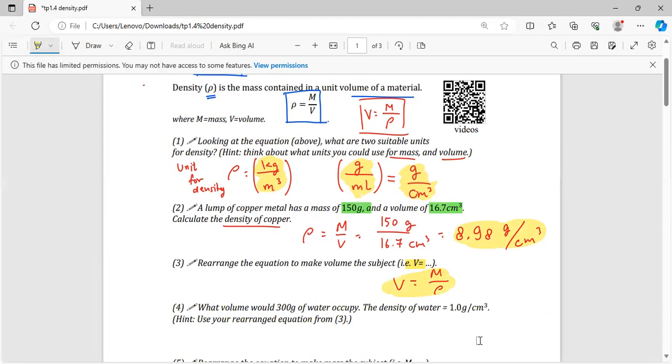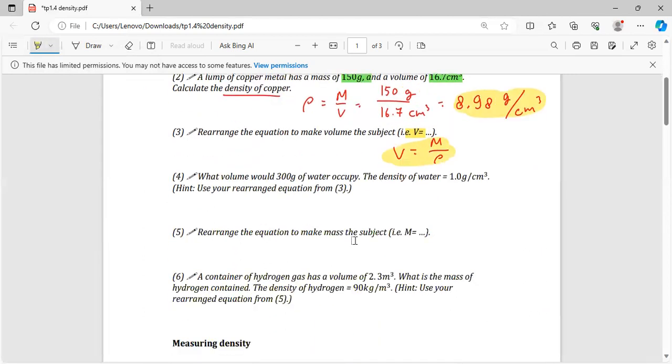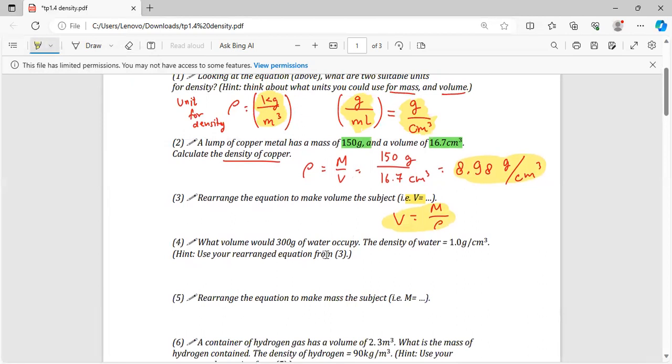All right, next. What volume will 300 grams of water occupy? The density of water is given. Use your rearranged equation from 3. So the volume is equal to the mass, 300 gram, over 1.0 gram per centimeter cube. So 300 divided by 1 is 300 centimeter cube. That's the answer for number 4.